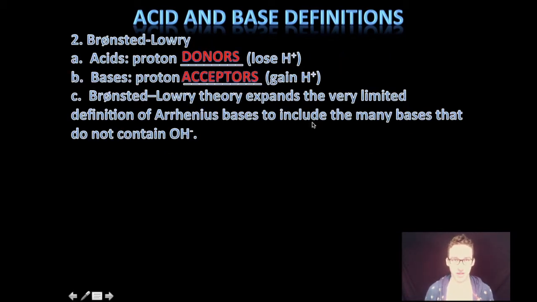Okay, and that brings us to the Bronsted-Lowry definition of acids and bases. A Bronsted-Lowry acid is defined as a proton donor. Well, the hydrogen ion is essentially a proton, so anything that is an Arrhenius acid is also a Bronsted-Lowry acid. Bronsted-Lowry bases are defined as proton acceptors, or anything that will gain a hydrogen ion. So recognize that although the Arrhenius and Bronsted-Lowry definitions for acids are essentially identical, the Bronsted-Lowry definition of bases expands the number of things that we can define as a base to things that may not contain a hydroxide ion.